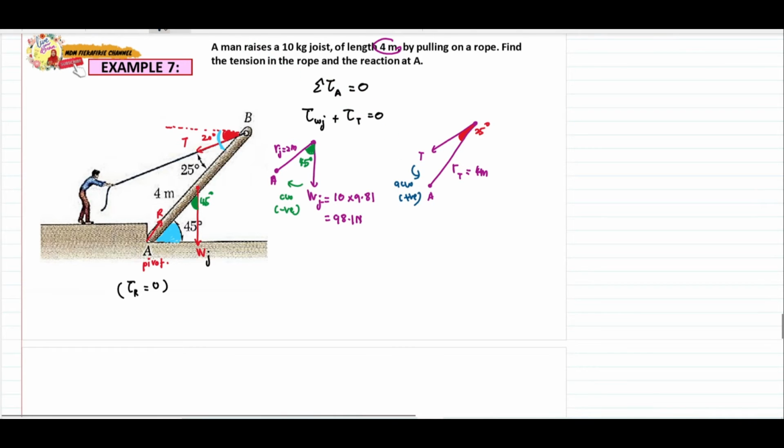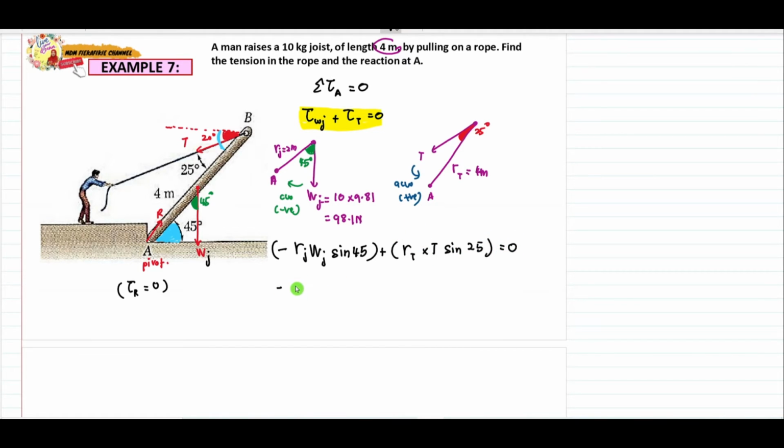And then let's substitute in this equation. Kita masukkanlah, kita totalkan. So total torque at point A is equal to torque due to the weight of the joist plus torque due to the tension. So torque WJ is negative since it is clockwise direction. So saya akan letak RJ times WJ sin 45 degree, plus, so this one is anti-clockwise, should be positive. So we have RT times T, kita tak tahu berapa, sin 25 degree, and it is equal to 0.